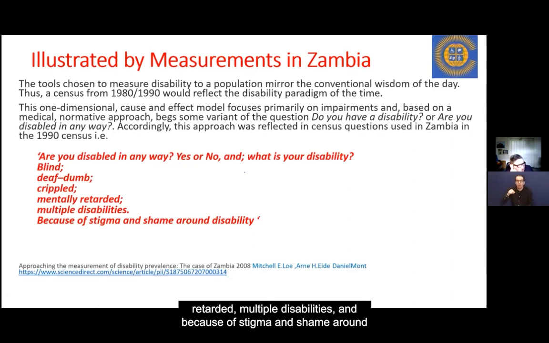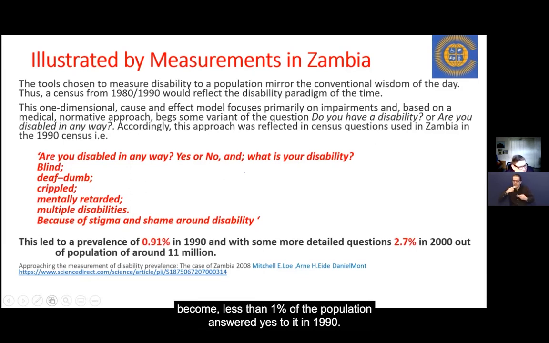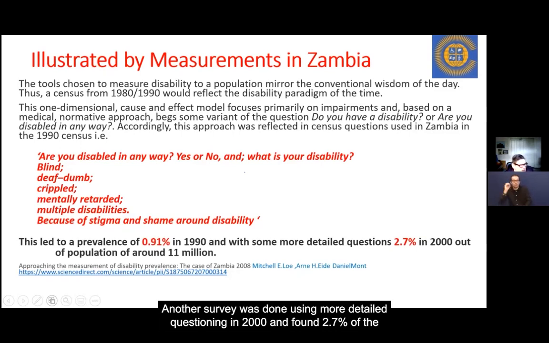And because of stigma and shame around disability, many people wouldn't have answered this. And indeed, only 0.91%, that's less than 1% of the population, answered yes to it in the census in 1990. Another survey was done using more detailed questioning in 2000 and found that 2.7% of the 11 million population did now say that they, so that had gone up more than 2.5 times.